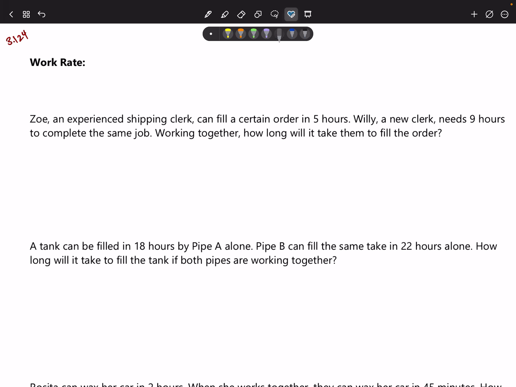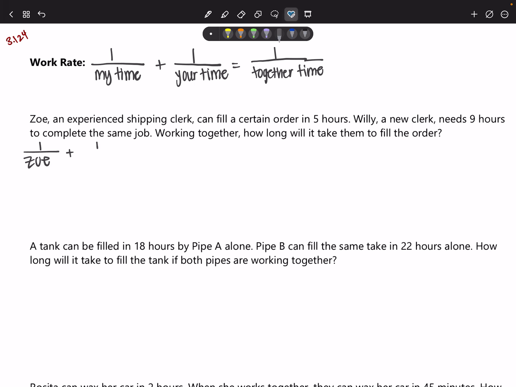So this is how we do this. It's one job over my time plus the same job, that same one job over your time, is equal to filling that same job together. How long does it take together? So 1 over our together time. In this case, it's going to be 1 over Zoe's time plus 1 over Willie's time is equal to 1 over their together time.